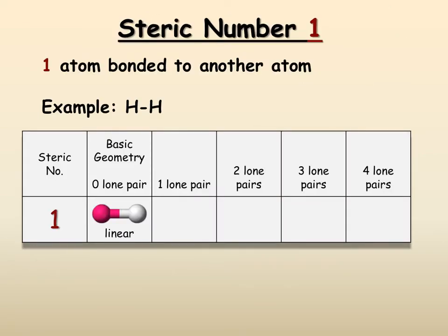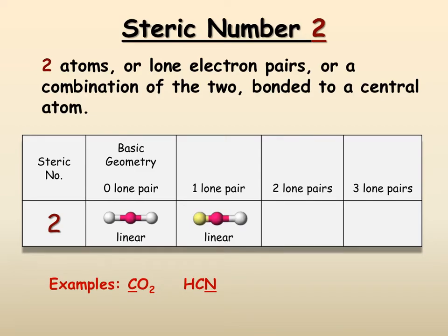So, steric number 1. The only thing that ever has steric number 1 is a hydrogen. Okay, so it is the only thing that can bond to one atom and have no lone pairs. So, a hydrogen bonded to anything, another hydrogen, a chlorine, an oxygen, whatever, forms a linear shape, or it forms a line. So, steric number 2 involves 2 atoms. Okay.